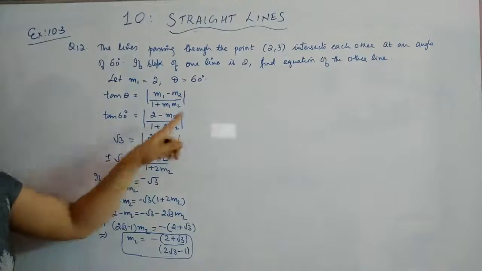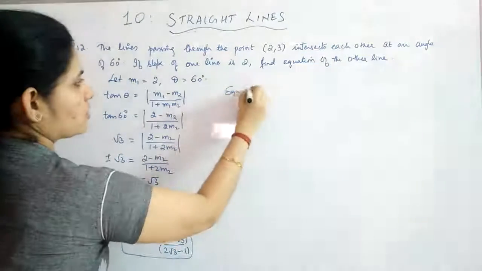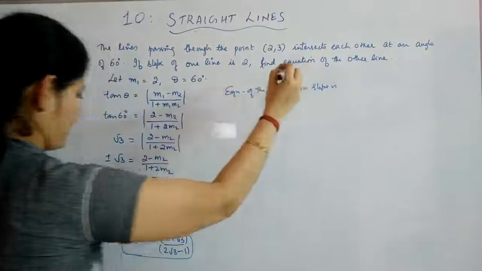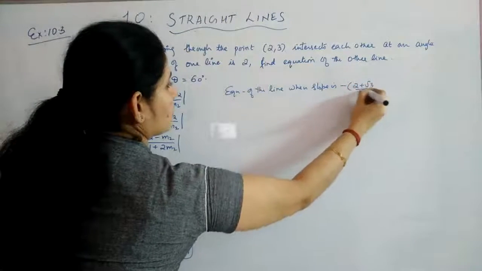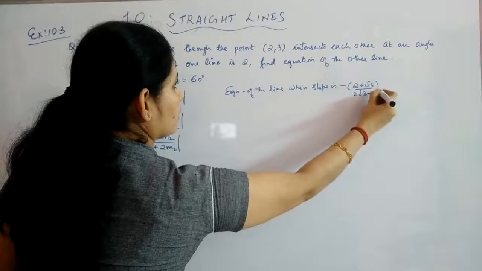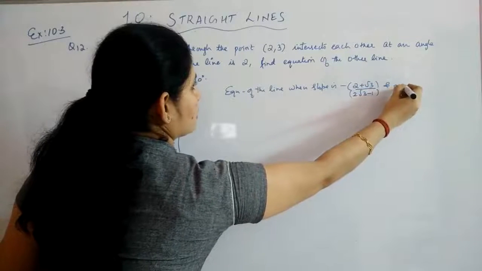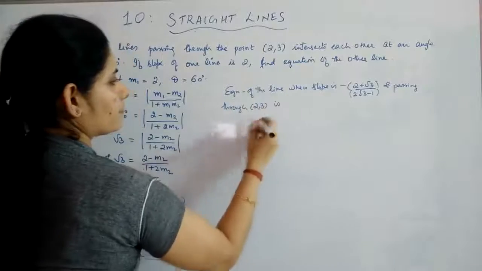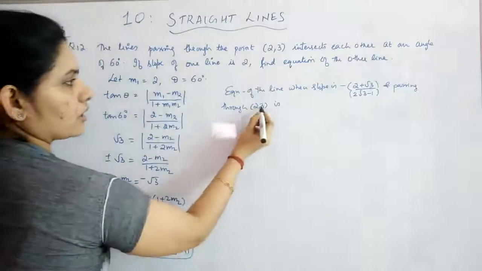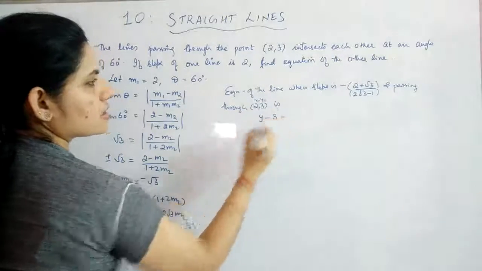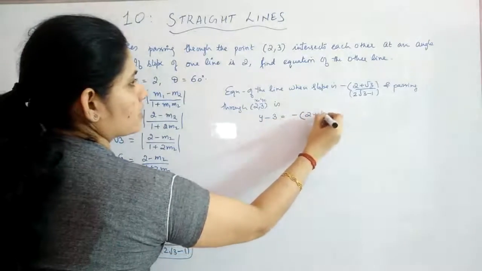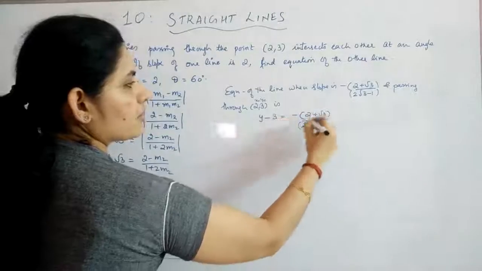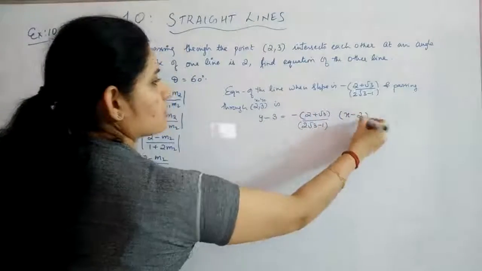Okay, and accordingly you will get the equation of the line also, that is equation of the line when slope is minus of 2 plus root 3 by 2 root 3 minus 1 and passing through 2, 3 is y minus, again y naught, x naught and y naught, this is x naught, this is y naught, so we'll get y minus 3 is equal to minus of 2 plus root 3 by 2 root 3 minus 1 into x minus 2, using y minus y naught equal to m into x minus x naught.